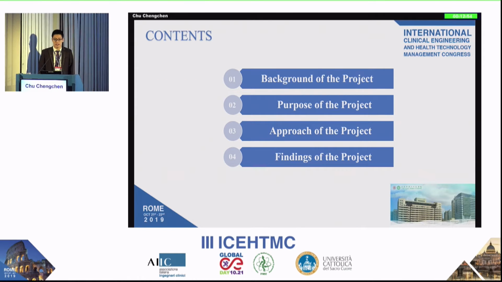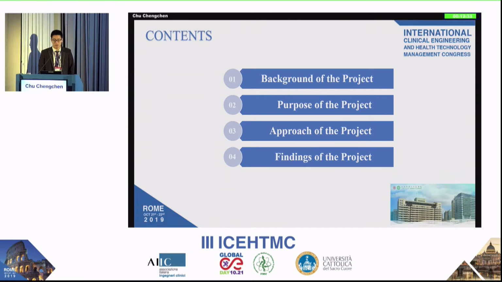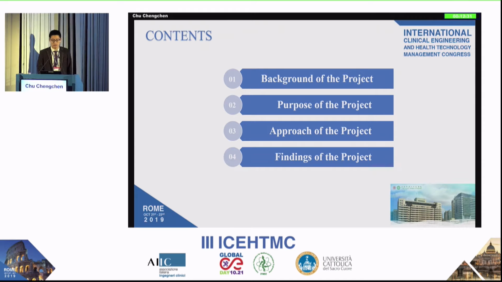The slide shows that my presentation is divided into 4 parts. First, let me show you the background briefly and explain the importance of our work. Then I will define the purpose of our work. The third part is I will introduce the approach of my job. Lastly, I will show you the findings of our work.